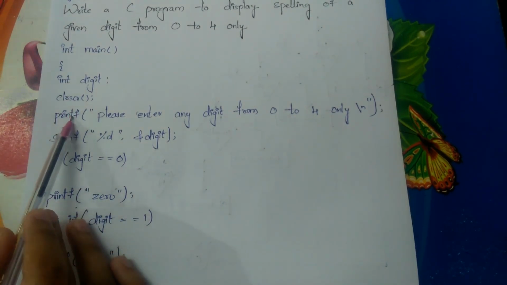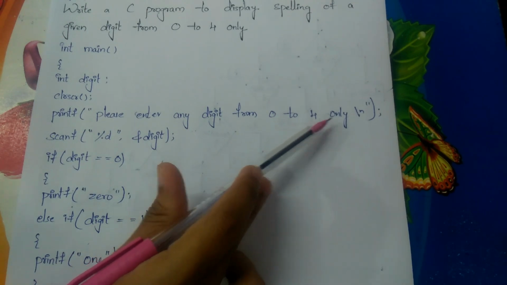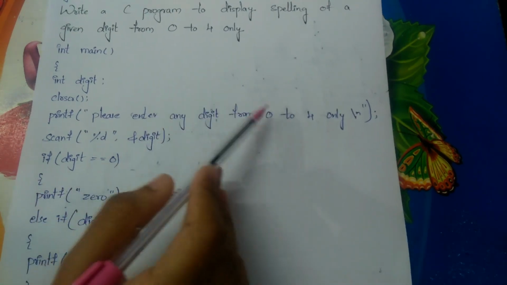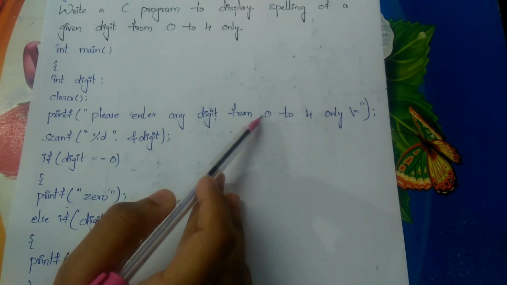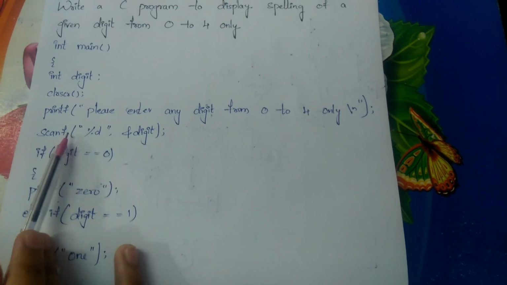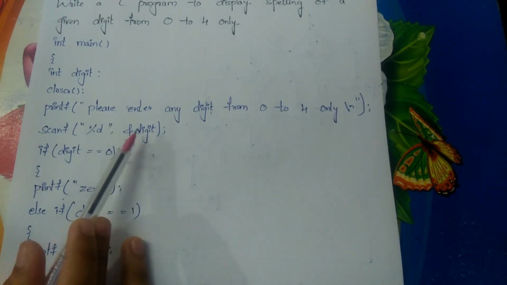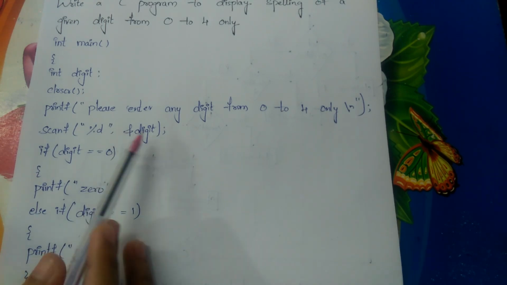Now after clear screen I want to print a statement: please enter any digit from 0 to 4 only. So whenever this statement is displayed, the user enters a number or digit from 0 to 4. Now after giving that number, by this scanf that digit will be read. So that is %d and comma, after that the address of digit.